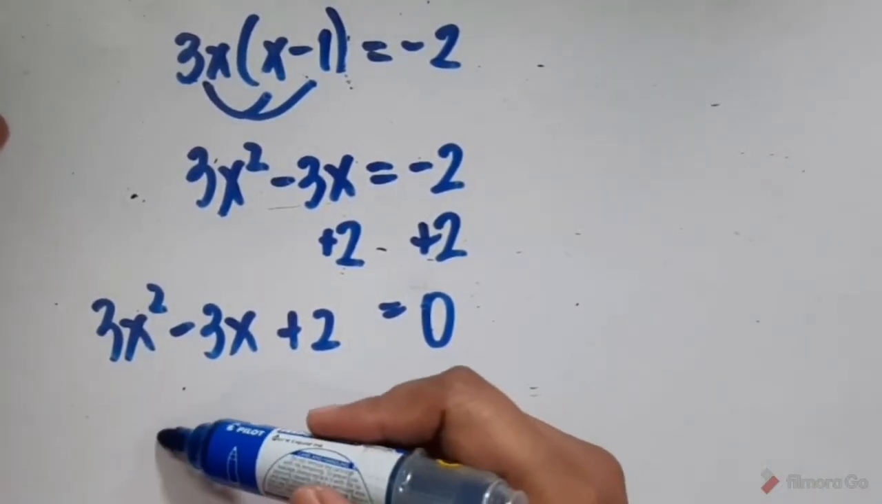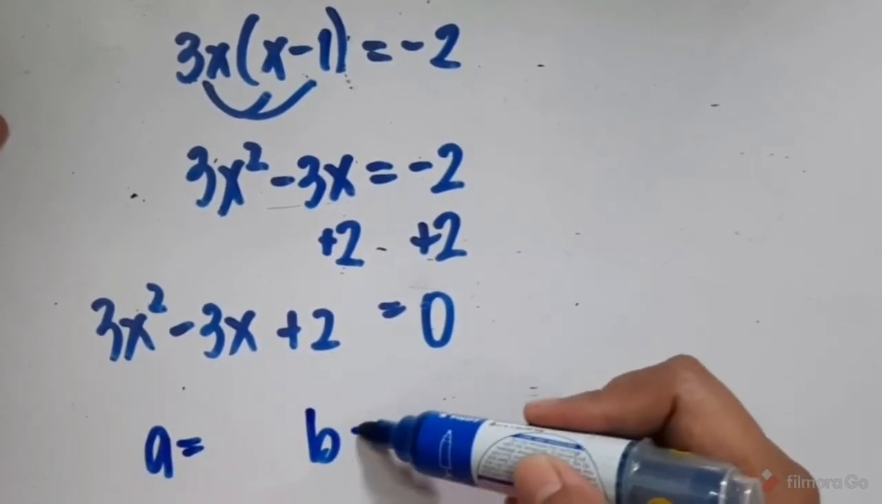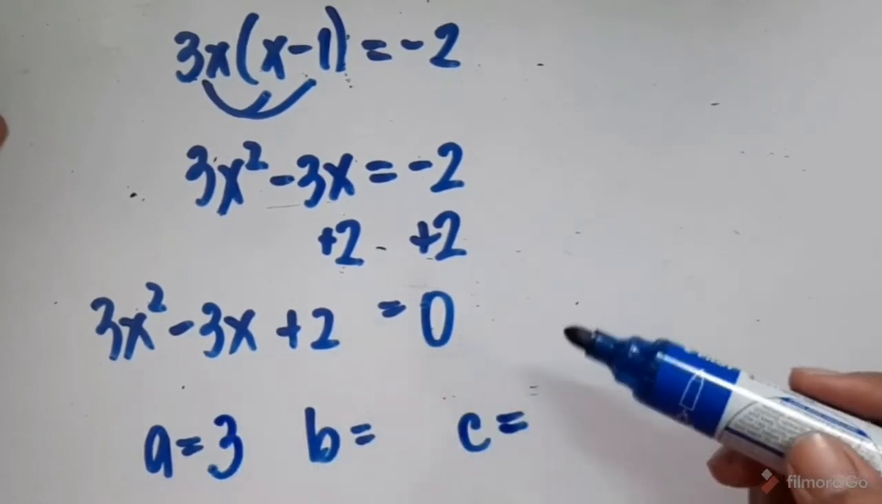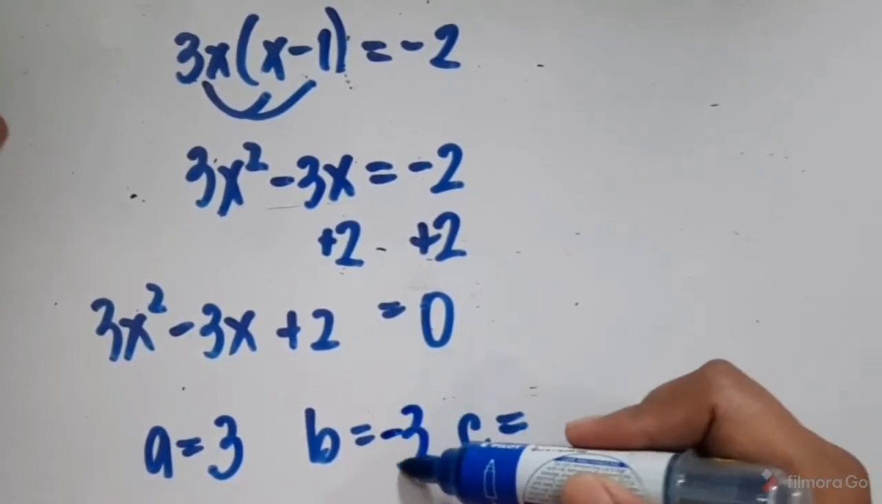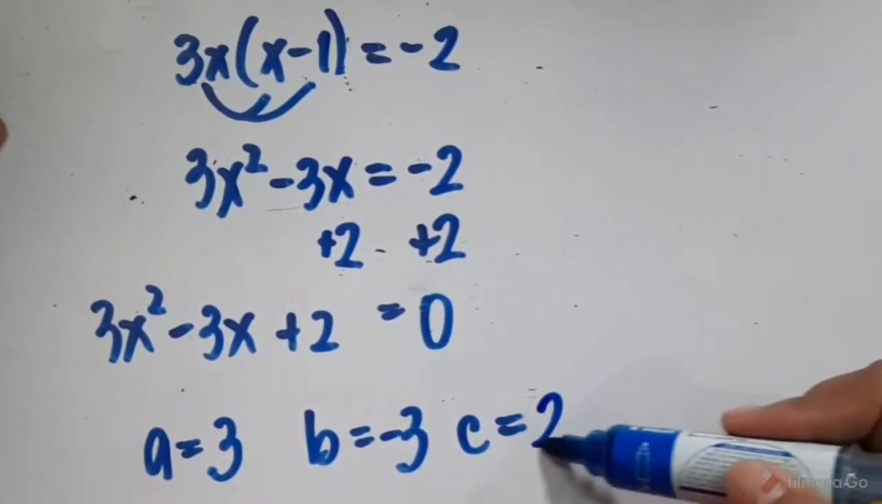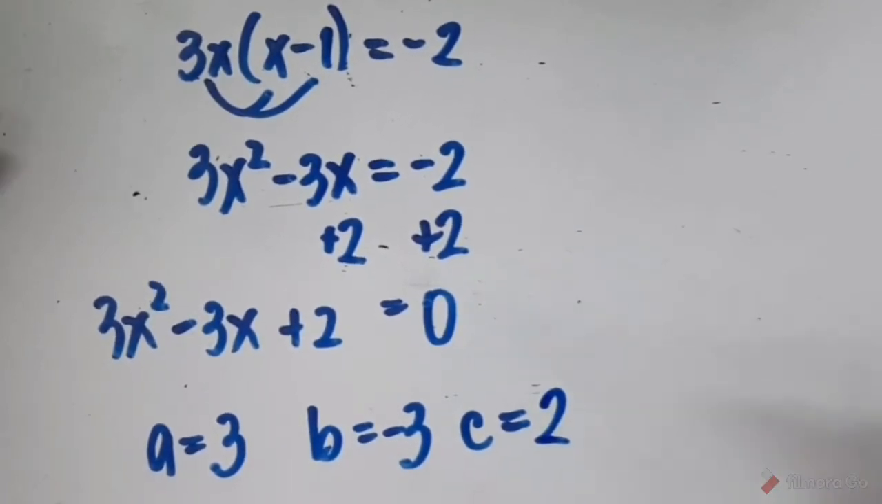Let us get the values of A, B, and C for this equation. So our A is 3, our B is negative 3, and letter C is positive 2. Okay? Well done.